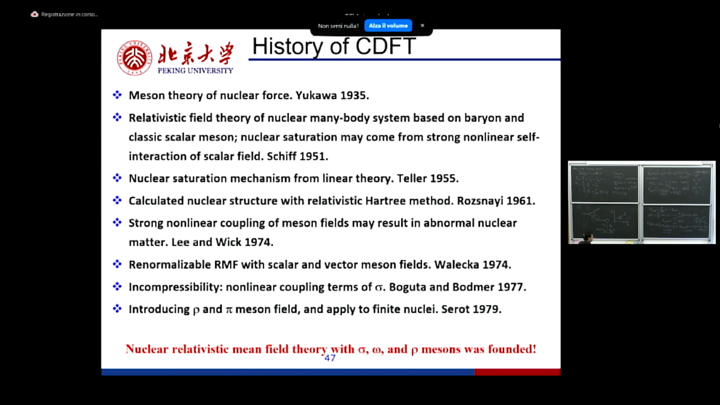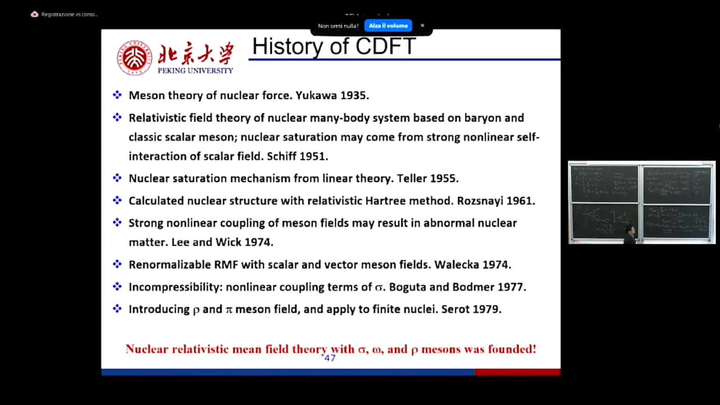And then the famous story, which is still active in this field, is Boguta and Bodmer in 1974. They used the nonlinear coupling of the meson fields. Then they studied nuclear matter. And apart from the normal saturation point in nuclear matter, they found another saturation point at a very high density. Whether this is from physics or from the parameters, nobody knows, because there is no observation. If you go to extremely high density, then you can talk about the quark-gluon plasma. But for the density they are talking about, it is not such a thing.